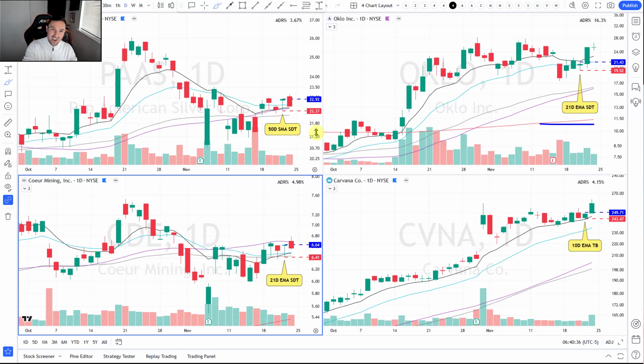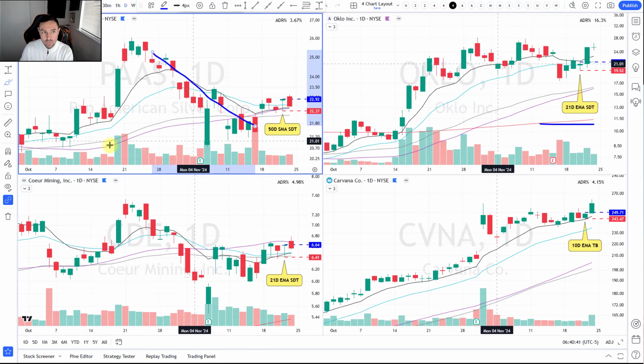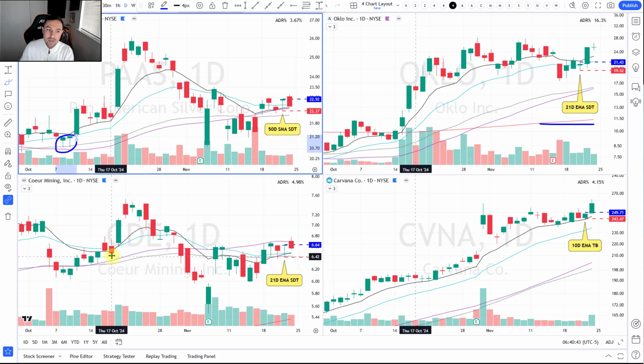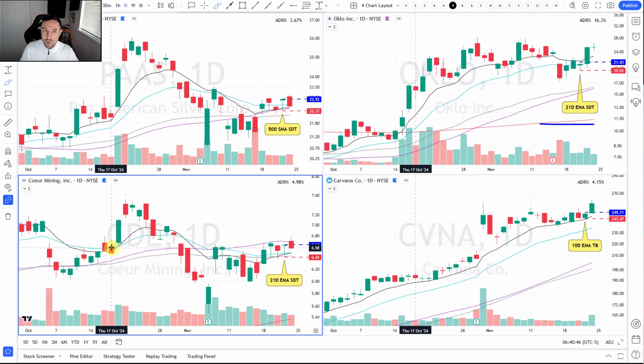But commodity stocks, I'd rather trade them on pullbacks. Okay, I don't want to be chasing them up here. I want to watch and wait for the pullbacks. I want them closer to 21-day EMAs, if not 50-day simple moving averages. And there's some big bases around for the precious metal miners.